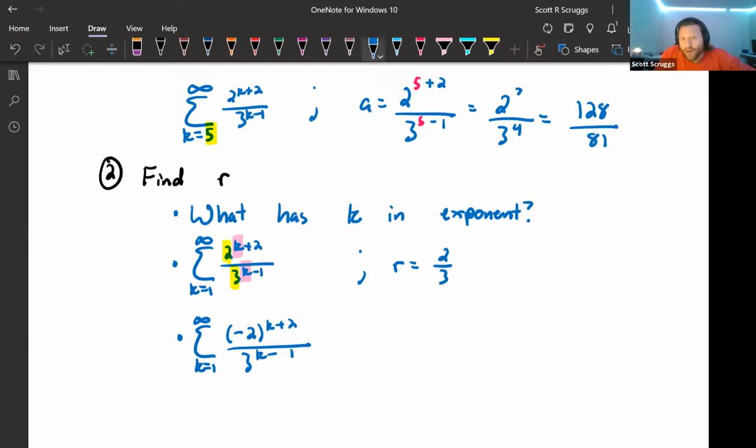Okay. So let's say, for example, instead I had a negative 2 to the k plus 2 and then the 3 to the k minus 1. Well, that negative 2 has the exponent with a k in it, which means my common ratio would be negative 2/3 for that. Any questions there?